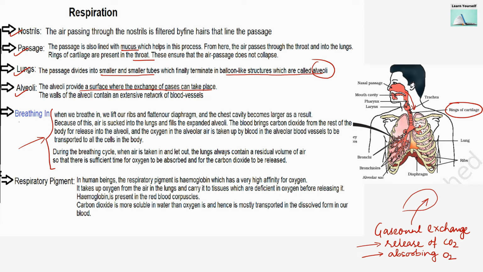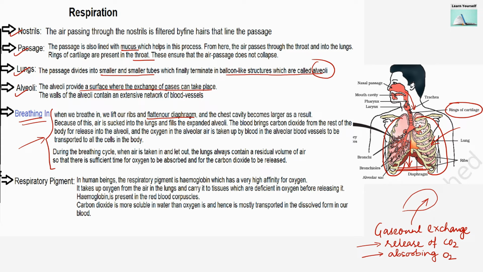When we breathe in, we lift our ribs and it flattens our diaphragm, as you can see here, into the chest cavity. When the air gets into it, all the parts of the lungs get filled with air. So this diaphragm will flatten as the chest cavity comes down. As it swells up with the air, it comes down and the diaphragm is flattened.